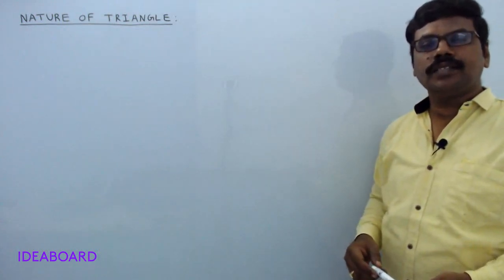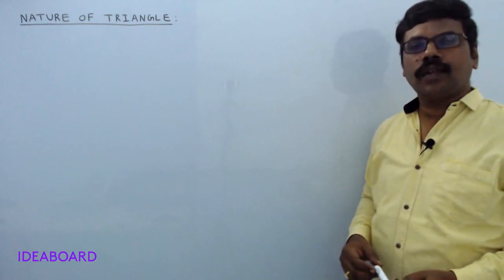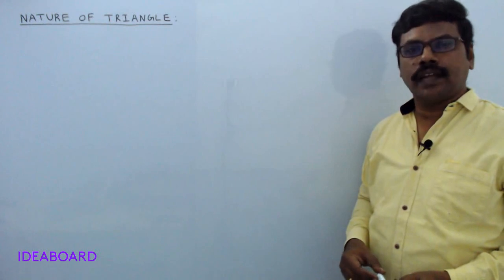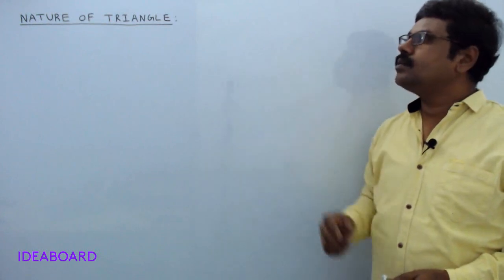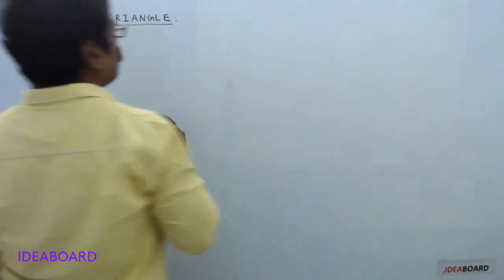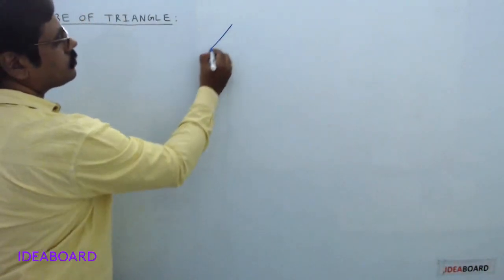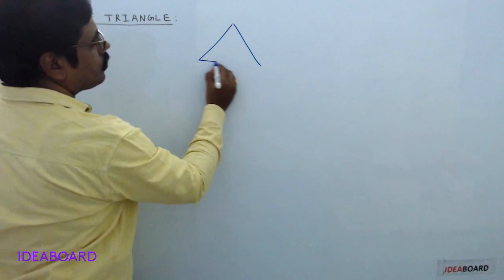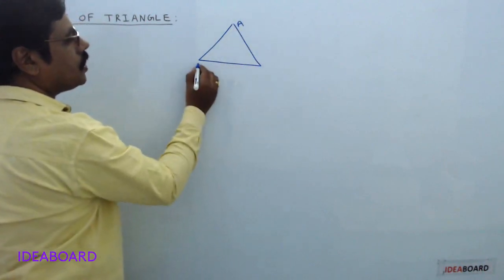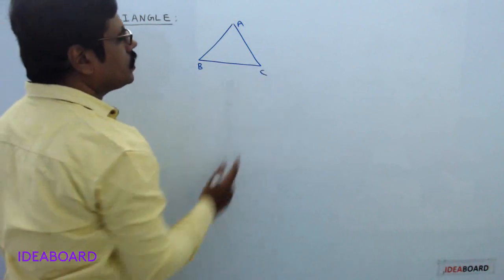Today we are going to discuss the nature of triangle, nature of quadrilateral and missing vertex. Now come to the first concept, nature of triangle. First draw a triangle. Let the vertices of the triangle be taken as A, B, C.